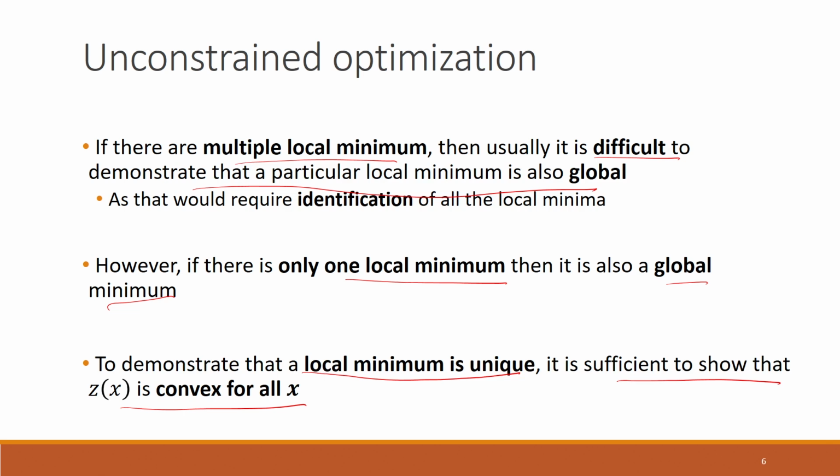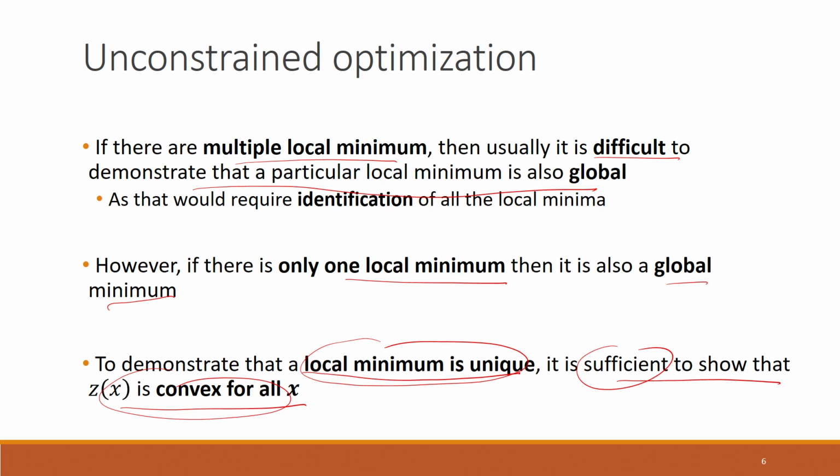So if we are lucky that we just have a single local minimum, then we will be sure that it will also be the global minimum. Okay. So in order to ensure that a local minimum is unique, a sufficient condition is that z(x) is convex for all x. Now that does not mean that if this condition is not satisfied, then a local minimum cannot be unique. So this is again a sufficient condition. This is trying to enforce more than is required. This is not a necessary and sufficient condition.